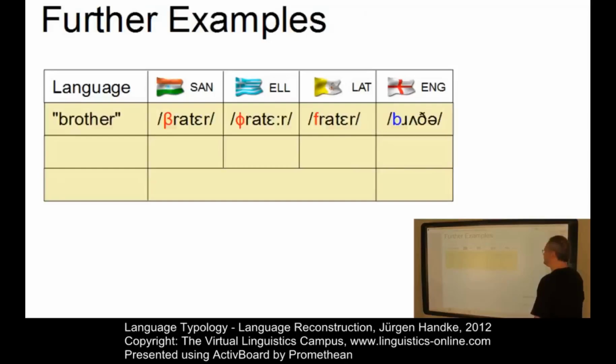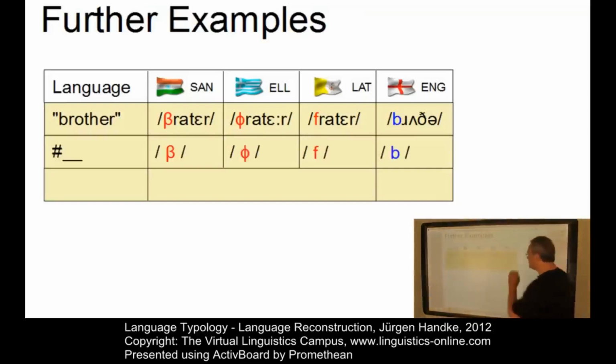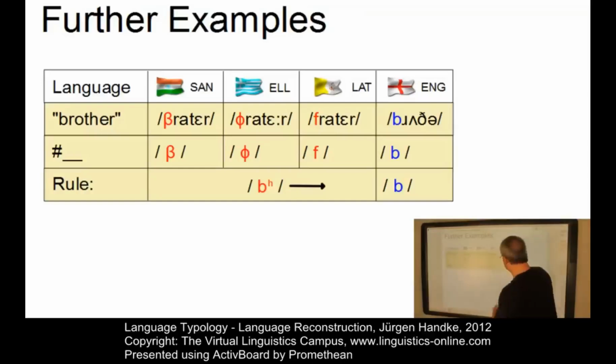Now let's look at the word for brother in these languages. In Sanskrit it would be something like vrater, in classical Greek frater, sorry, in Latin it would be frater, and in English we get of course brother. And again, if we look just at the initial segments, you will find that we have some sort of fricative in the classical languages and a bilabial plosive in English and also in the other Germanic languages. So we could generalize this as a sort of rule.